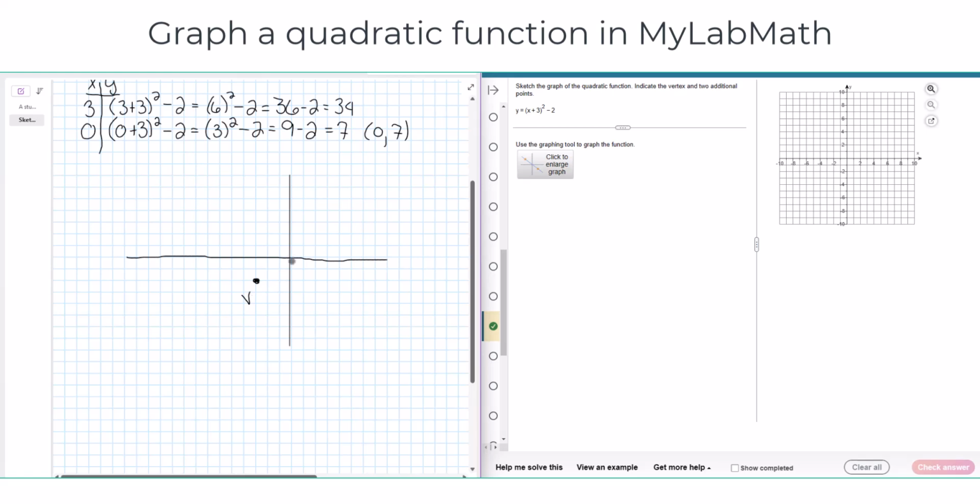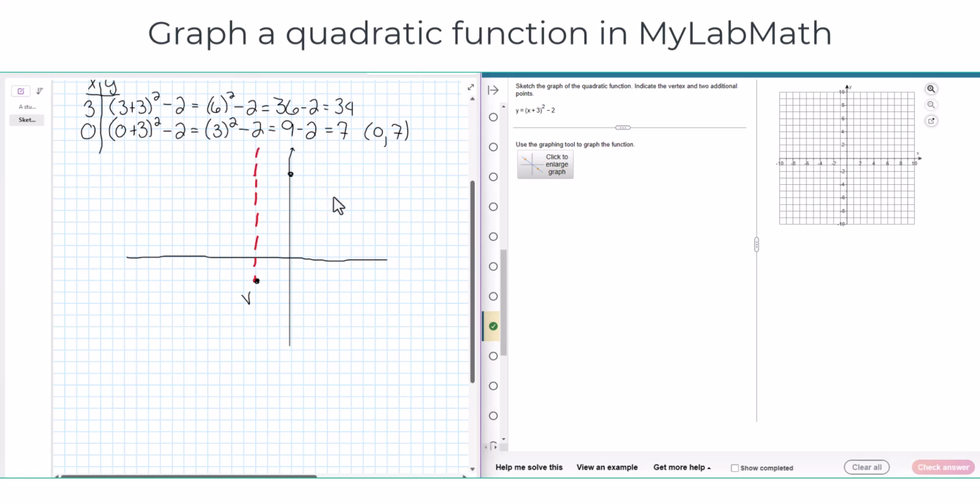Now, the point that I found was (0, 7). So 0, 1, 2, 3, 4, 5, 6, 7. Better count that one more time. 1, 2, 3, 4, 5, 6, 7. Okay. Now remember that it goes on forever. Now I want to draw what's called the axis of symmetry. And so I'm going straight up from my vertex.